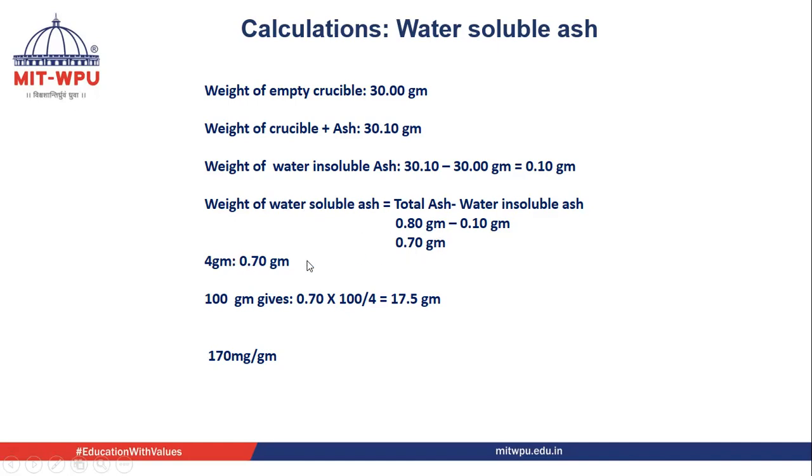So this ash we are getting from how much drug? We are getting it from the 4 gram of the drug. We had initially taken 4 gram of drug. So 4 gram of drug is giving 0.70 gram of the water soluble ash. So 100 gram will give 0.70 into 100 divided by 4, that is 17.5 gram. And if I want to express it in milligram, it will be near about 170 to 175 milligram per gram.